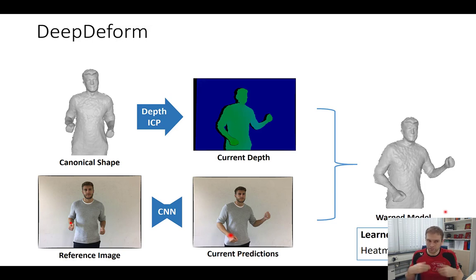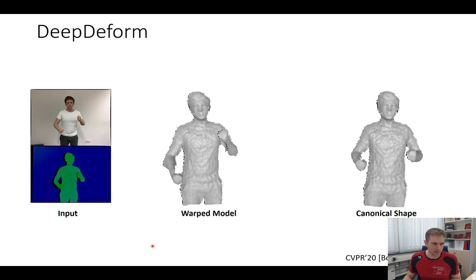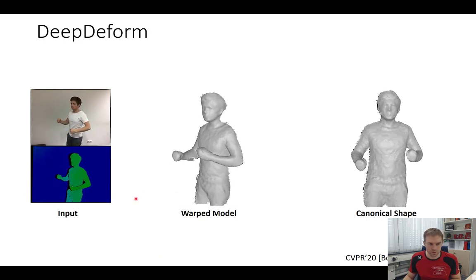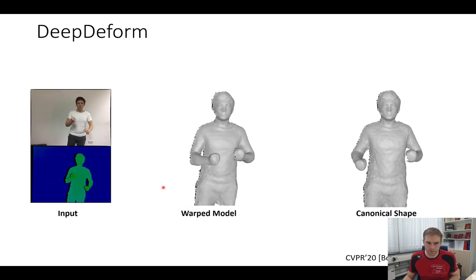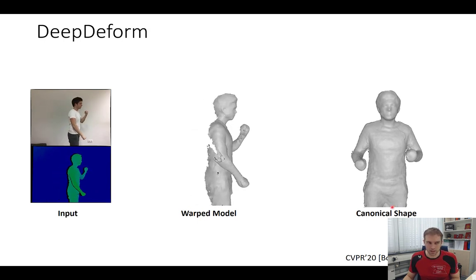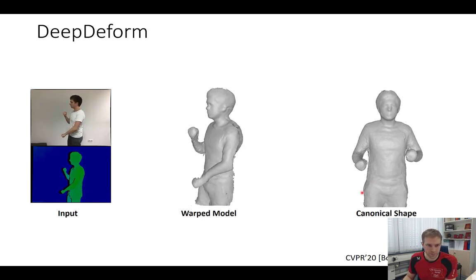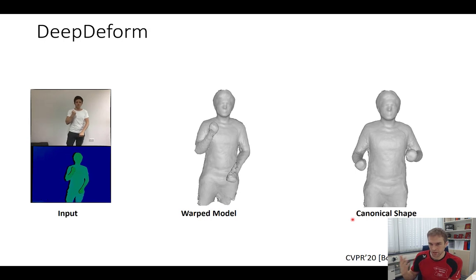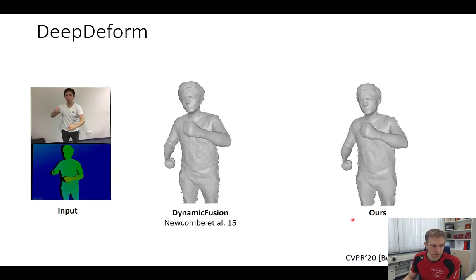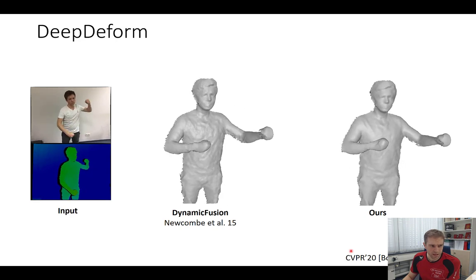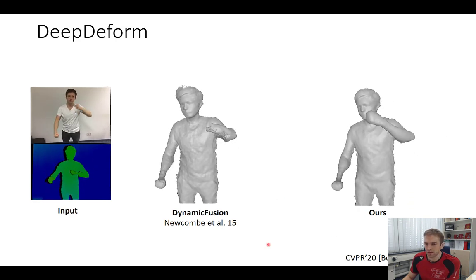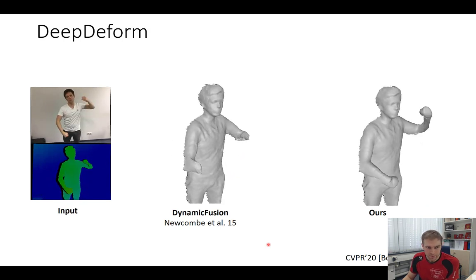And at the end of the day, we can do similar things to what previous methods have been doing for non-rigid reconstruction, except now we have these learned correspondences here, right? So in practice, it looks like that. Here we have an input RGBD sequence, right? We have our warp model with respect to the current frame. And here's our canonical pose, meaning that, for instance, when he's turning around here, we would also get geometry on the back of the person. If we combine this with the previous state-of-the-art DynamicFusion, we can see that especially for things like hands, DynamicFusion fails because the depth correspondences are often not enough.